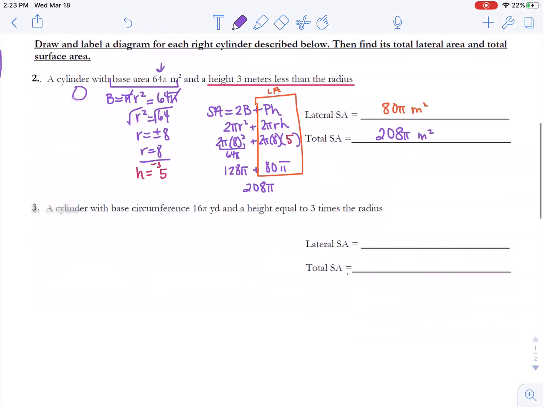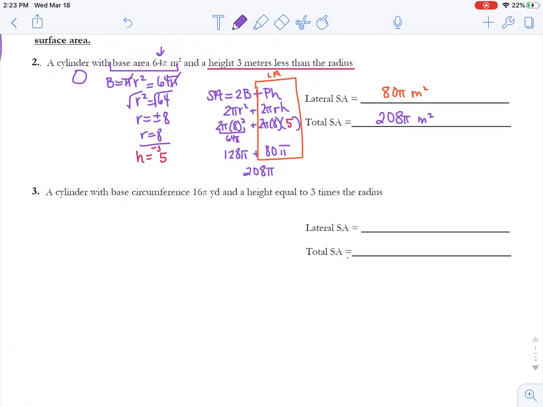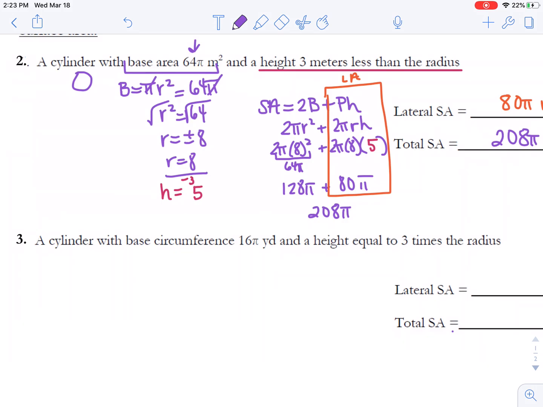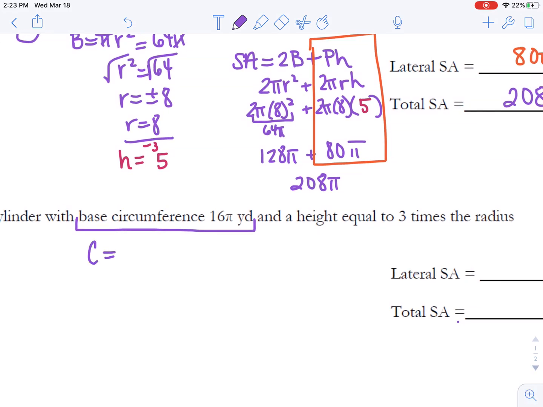All right, 2 down, 1 to go. A cylinder with a base circumference of 16 pi yards and a height equal to 3 times the radius. So similar to number 2 in that we kind of have to do a little side problem. The base circumference, which is 2 pi r, is equal to 16, or I'm sorry, to 16 pi. So we can again divide both sides by pi, and we're left with 2r equals 16. So r, the radius, is 8.